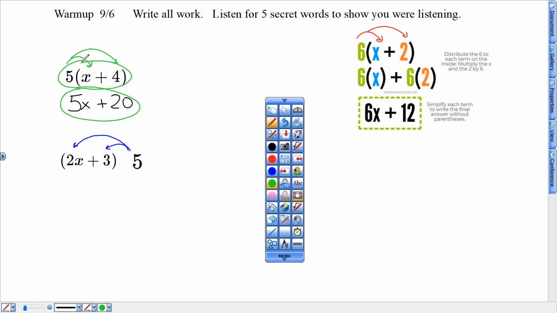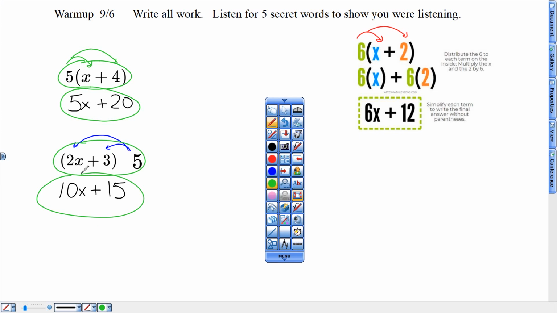If I reverse distribute 5 times 2x, that will give me 10 of those x's, and then plus 5 times 3 gives me 15. Again, both those are equivalent. Even though they look different, they are the same. Second word is truck. Truck.